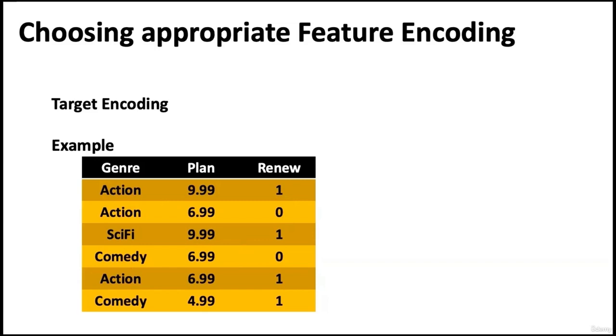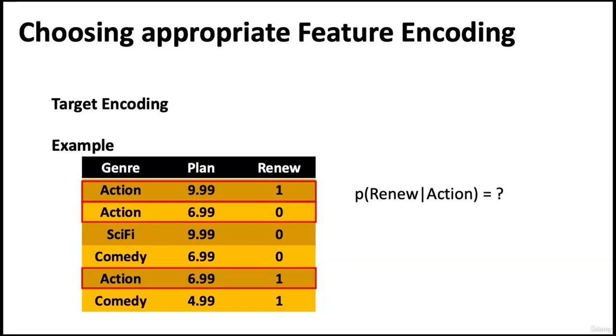First of all, it would require us to calculate some probabilities. If we are asked, can we find out the probability of renewal given that the person follows the action genre? That means we are focusing only on the records which belong to the action genre. In whatever data is visible to us, there are 3 such instances of action being a preferred genre, out of which 2 times the renewal has happened. So can we say the probability of this is going to be 2 by 3, right?